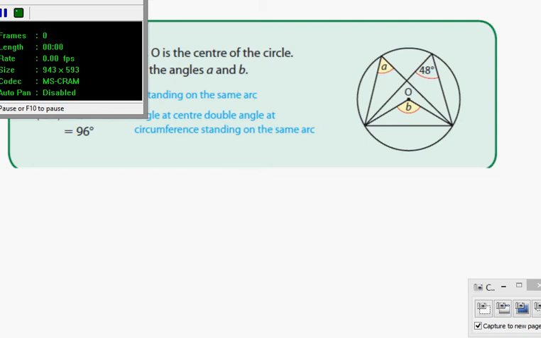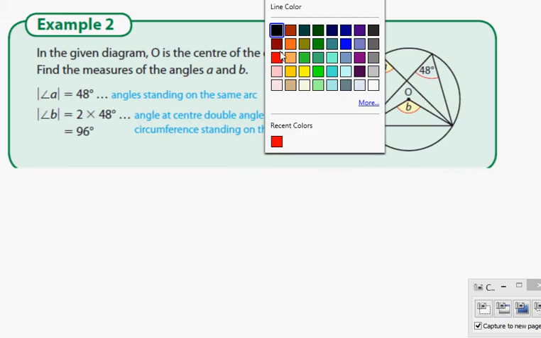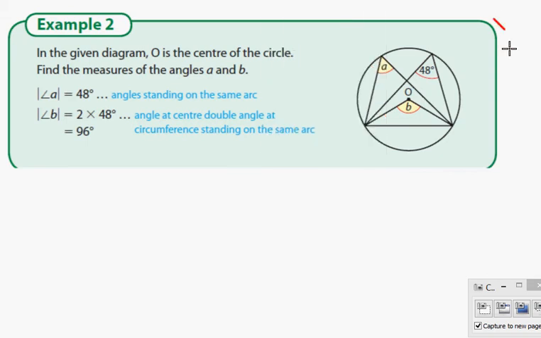First one, okay? Now this one, given the diagram, O, the centre of the circle is O, and find the measure of the angles A and B. Now, the thing to remember is, you can use different colour lines here, right? And that's really the hint to doing this, okay?